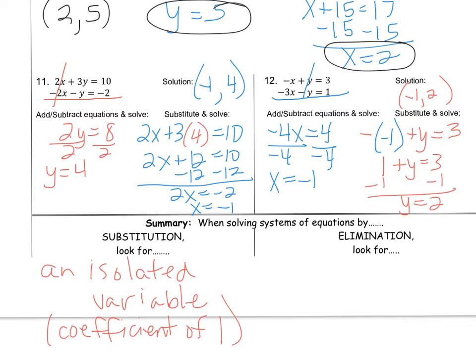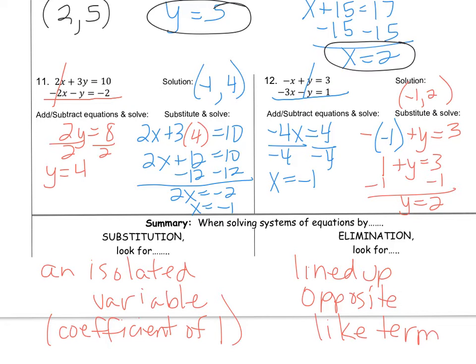That's best for substitution. For elimination, we want to look for lined up opposite like terms. So when you find ones that you can just line them up and go, hey, I can eliminate, that's the best process. If you have one that's got an x equals something, substitution will be the best process. If they're both already in slope-intercept form, then graphing will be the best process. Tomorrow we will start working on you deciding which process is best based on the system.